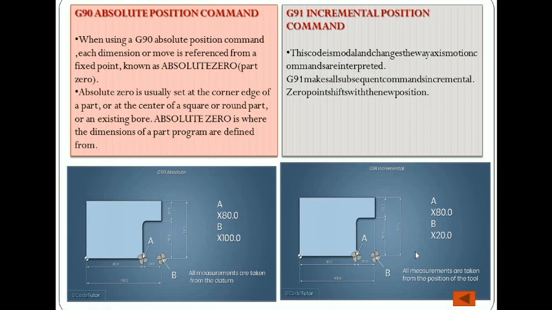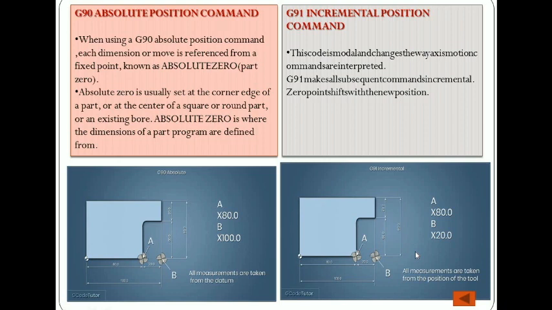As far as point A is concerned, it is the same. It is 80 mm away from the origin. But now if you look at point B, here it is written x20. So it means B's dimensions are mentioned with reference to point A.